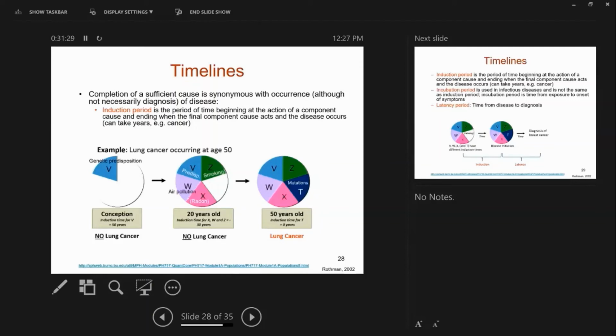That total period is called the induction period. Induction period could take decades. Induction period could take weeks, depending on the disease. It's the time lag between the first component cause coming in to the last component cause clicking in, and then disease becoming evident.